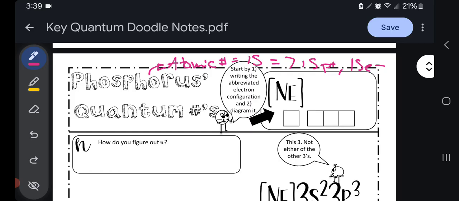But our quantum number, we said our principal quantum number is n, just like the last page. The first page told us what it is. Now we're going to look at a specific example.